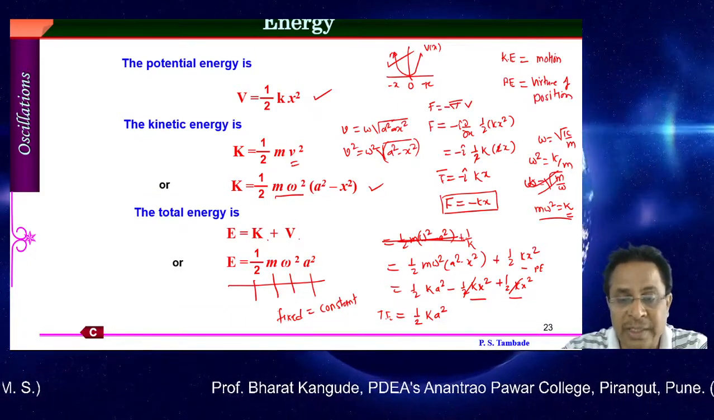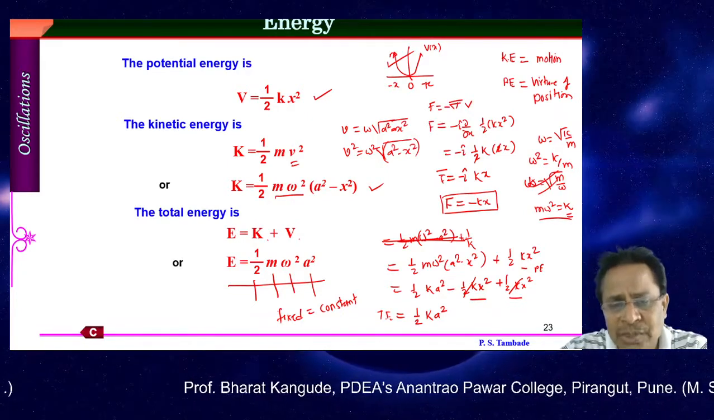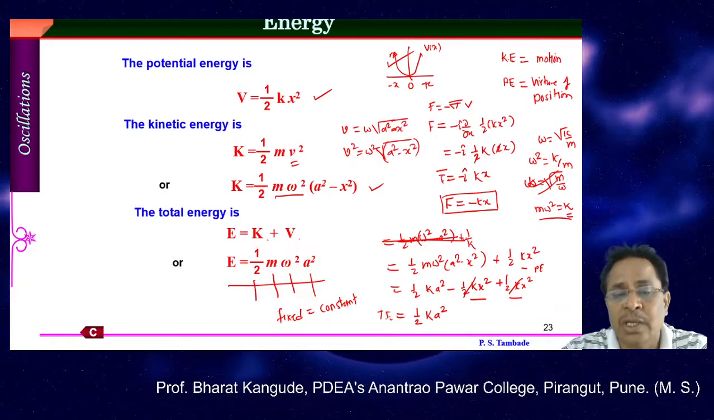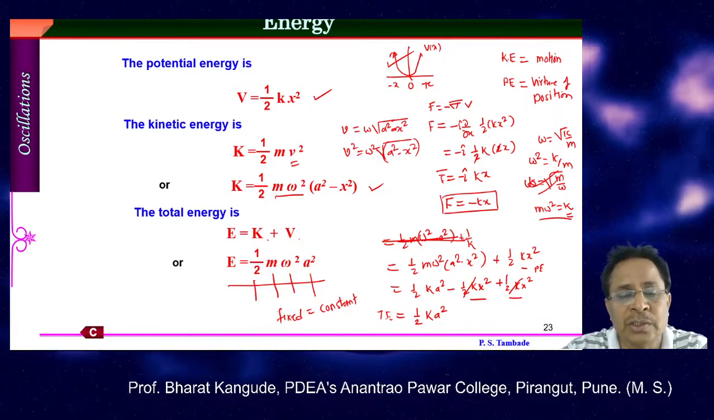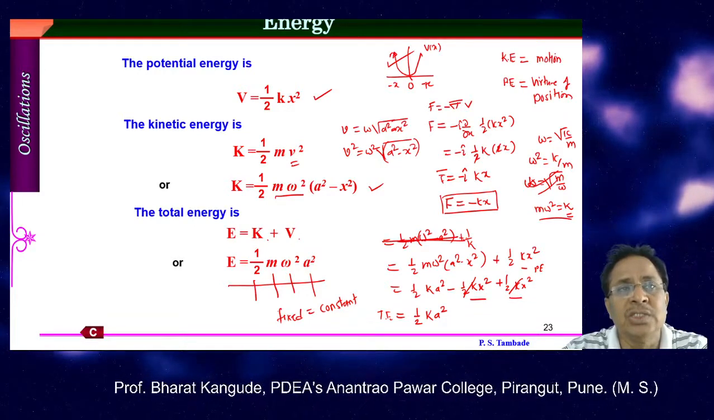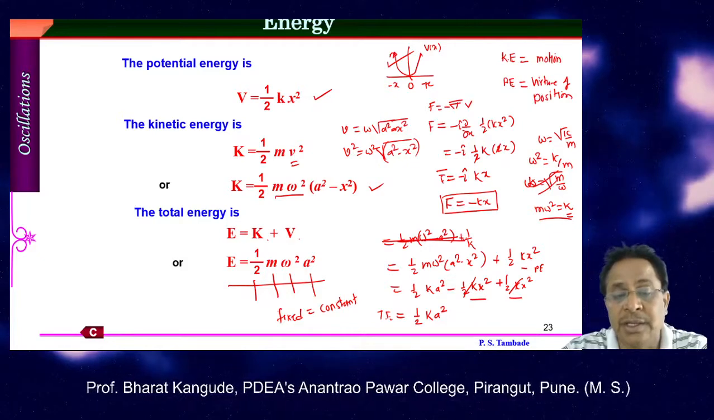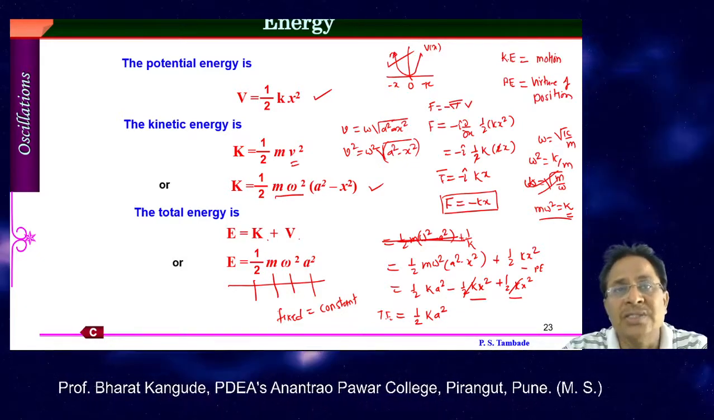Now remember, as we have discussed, there appears no resistive force at all. There is no resistance to this motion, therefore there is no loss of energy, and therefore the energy of the simple harmonic oscillator always remains constant. It never goes on reducing, ideally, and that is theoretically.